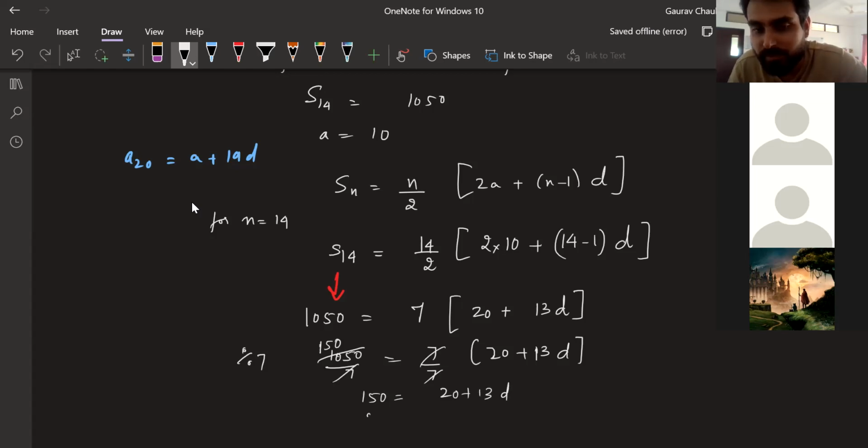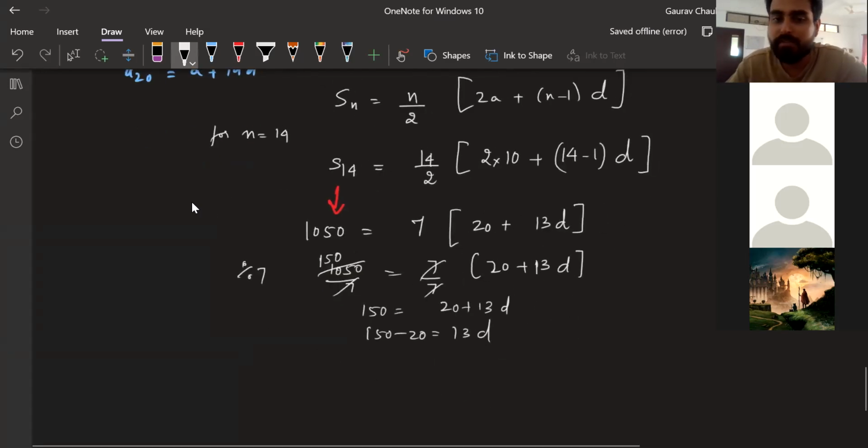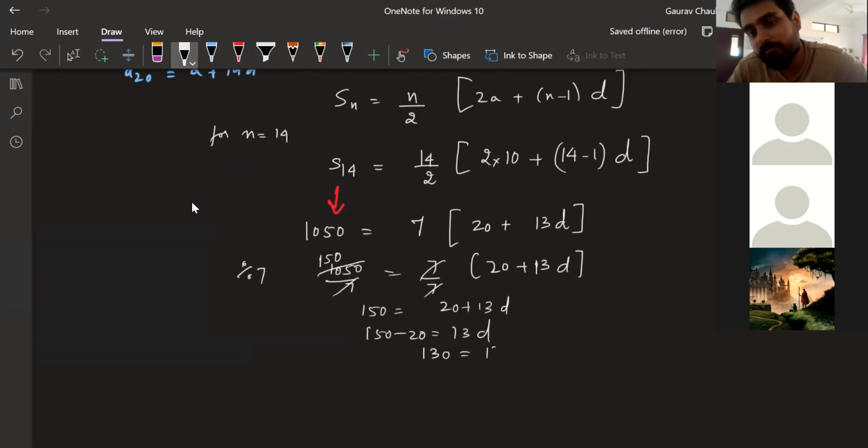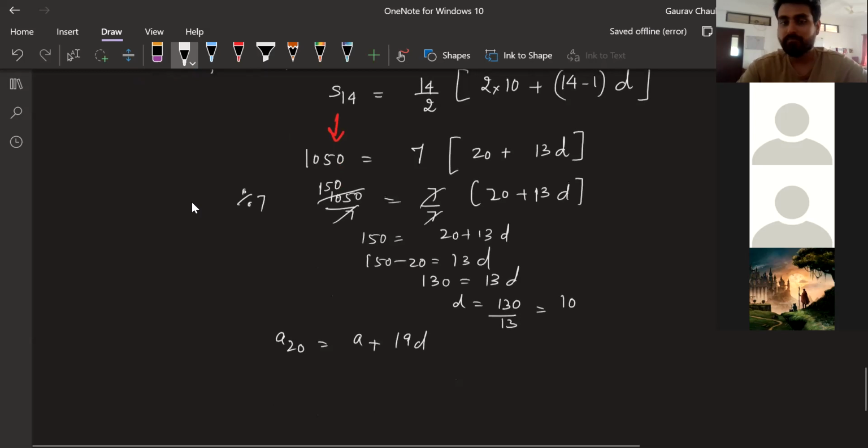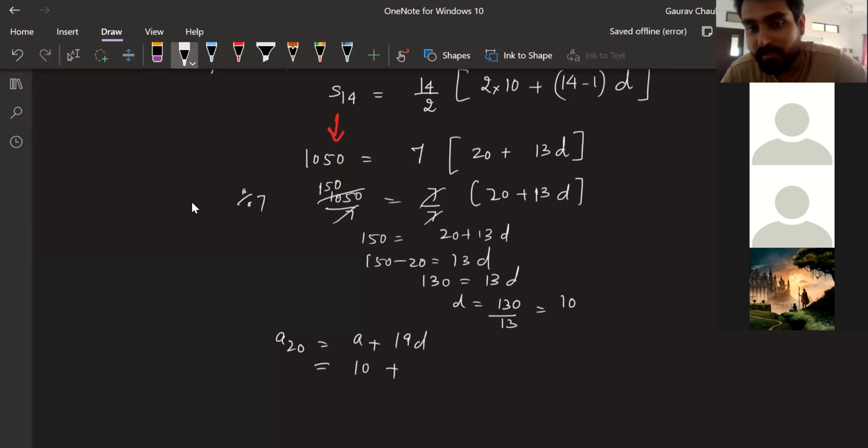So 20 comes to the left side. So 150 minus 20 is equal to 13d, or 130 is equal to 13d. D is equal to 130 by 13, that's equal to 10. Now A20, can I find? A20 is A plus 19D. A is how much? A is 10. D is also 10. That's equal to 10 plus 190. That's equal to 200. A20 is equal to 200. Bindu, is this okay?